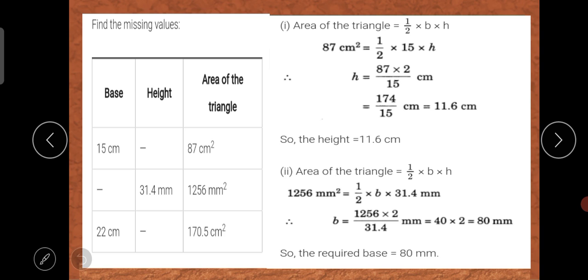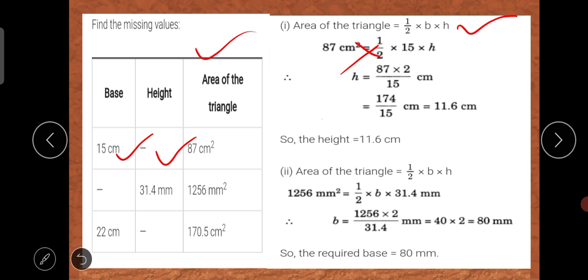Next question, see. Find the missing values. Here base is given and height is given along with area of triangle. So here we are going to use the formula of triangle, that is half into base into height. So put the value: 87 centimeter given, that is the area of triangle, multiplied by half into base, what is given here? 15, and h you have to find. So while finding h, again we are going to cross multiply. 87 is multiplied by 2 and 15 we will write as a denominator.